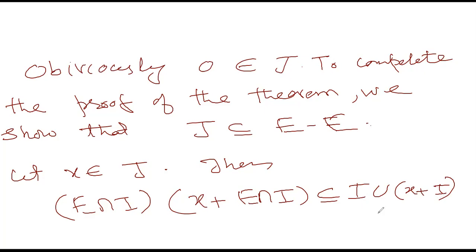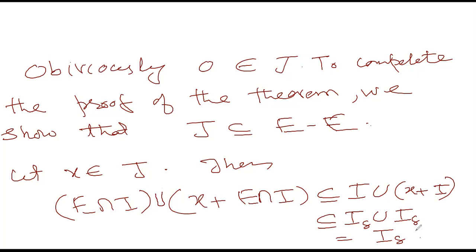Why? Because this x is in this set. Each coordinate of the vector lies between minus delta and plus delta. So this is obviously a subset of I delta union I delta, which is also a subset of I delta. So this union, E intersection I union x plus E intersection I, is a subset of I delta.